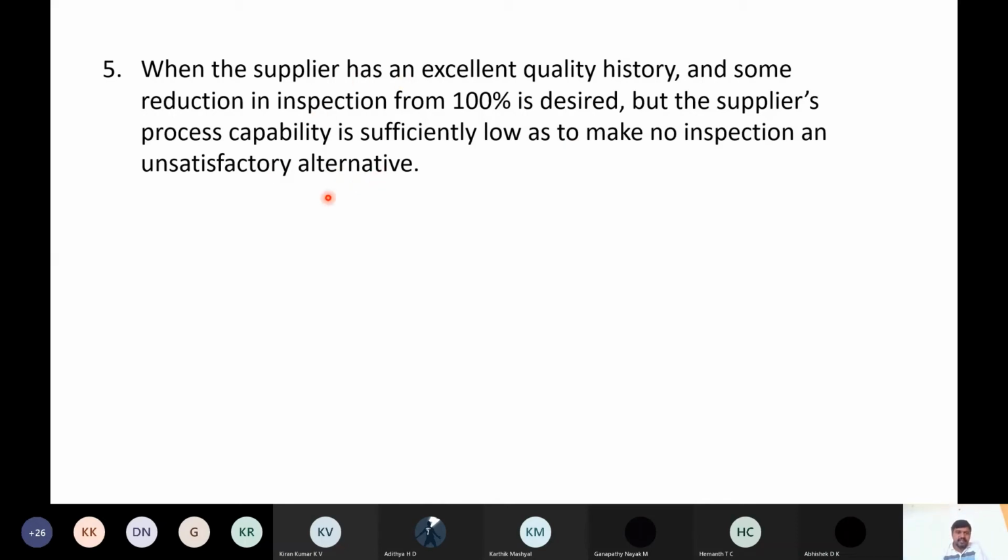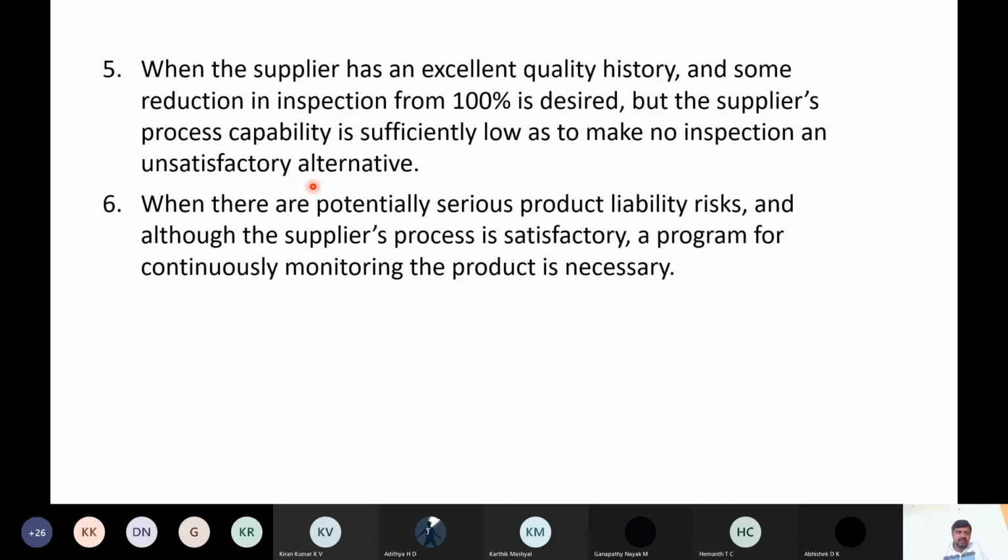When there are potentially serious product liability risks, and although the supplier's process is satisfactory, a program for continuous monitoring of the product is necessary. Suppose you are guaranteed that the supplier is supplying good quality raw material or good quality semi-finished components, but you cannot take the risk of accepting all without inspection, because if there are defectives, the possible consequences are very severe. In that case also you should go for acceptance sampling.